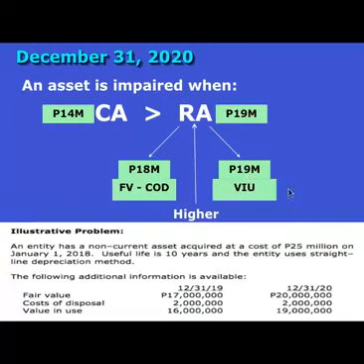You will benefit more from using than from selling. Again, that is the reason why the higher amount is the recoverable amount. So notice, this time the CA is lower than the RA. So clearly, there is recovery in this case. That is the next accounting problem.